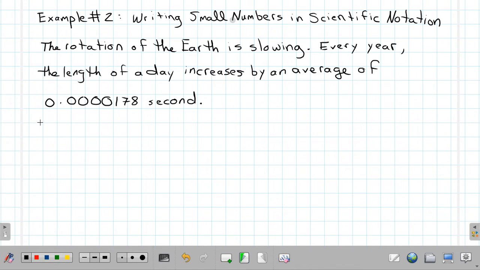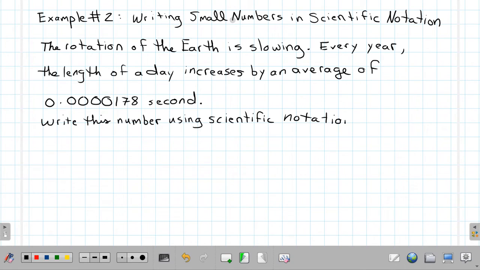Because the next thing they're going to ask us is to write this number using scientific notation. Okay, so same instructions as last example, except in this case, we got a really small number, but the process is still the same. First things first, I would write the number exactly as it shows in the example or the question that you're doing here, okay?